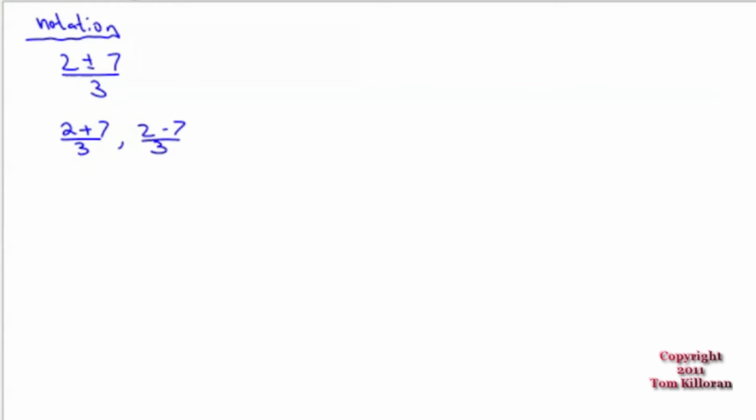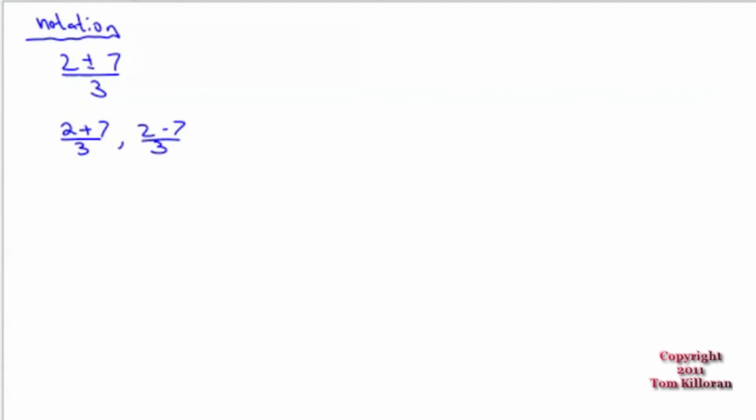Agreed? Okay. You can't leave it like that because anytime you leave an expression in math, it has to be in simplest form. You can't leave square roots of 8s around. You can't leave 3 over 6 around, and you definitely can't leave 2 plus 7 over 3 and 2 minus 7 over 3. You have to simplify it.